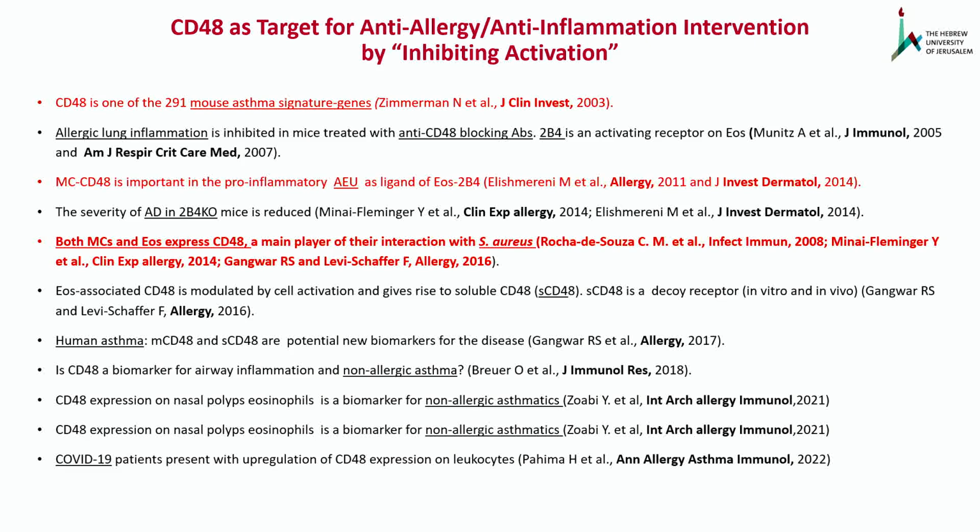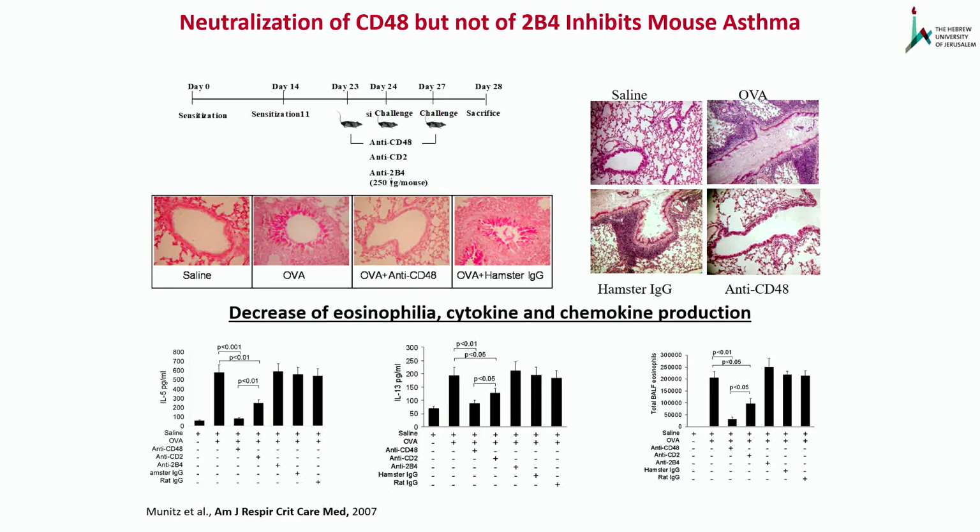They show that CD48 is one of the 291 mouse asthma signature genes, and not 2B4. And then we saw, very importantly, that CD48, as expressed by human mast cells and eosinophils, is a ligand for S. aureus and for its exotoxins. And therefore, I said, okay, let's look at CD48.